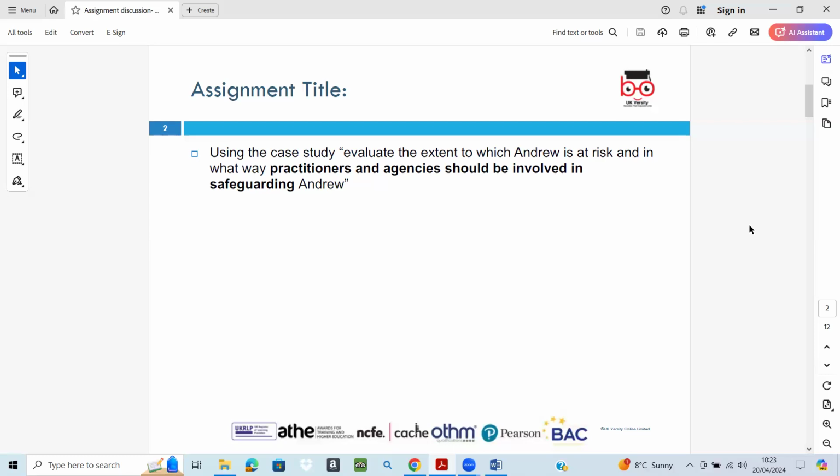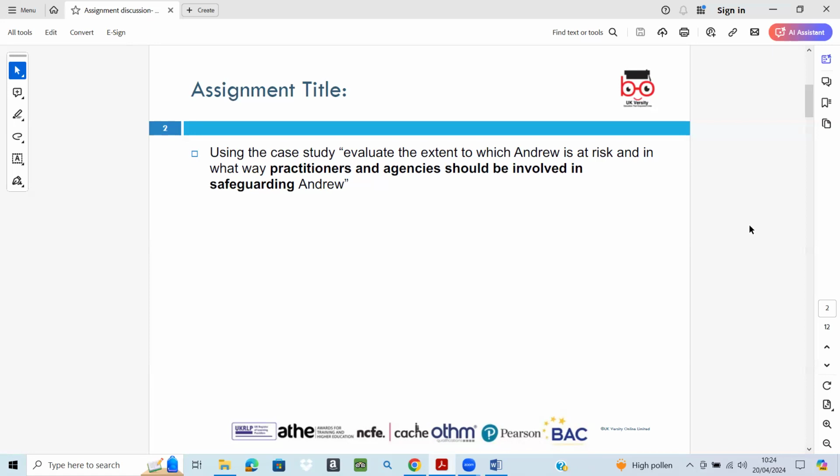Now, if we imagine that we are drafting our assignment, how would we argue the importance of coordinated efforts among different practitioners and agencies? We would argue that coordinated efforts prevent overlaps and gaps in services, ensuring that all aspects of the service user's welfare are covered comprehensively and effectively.